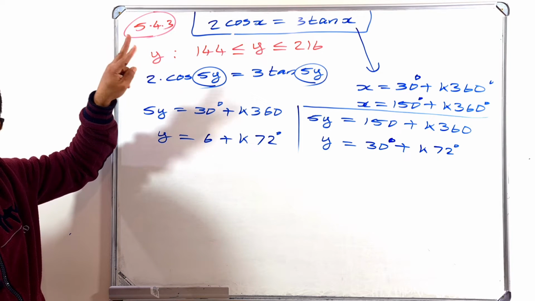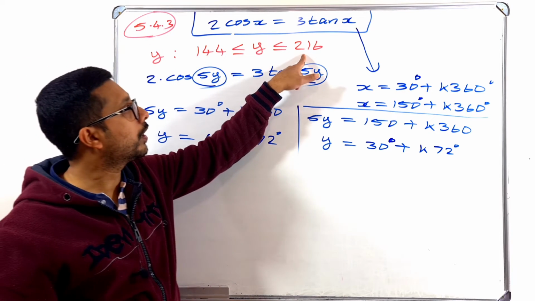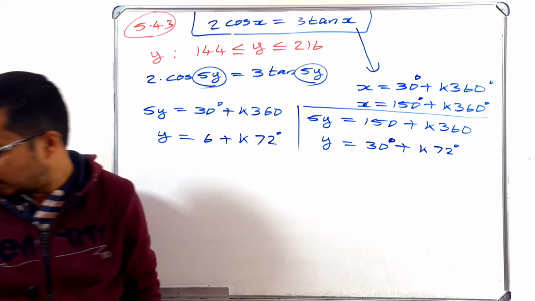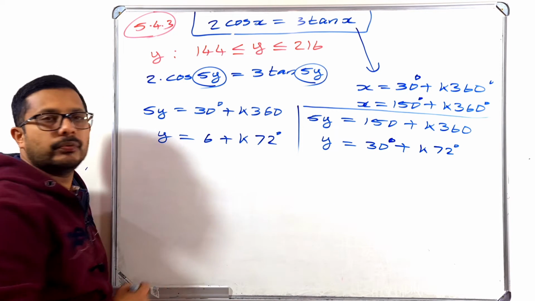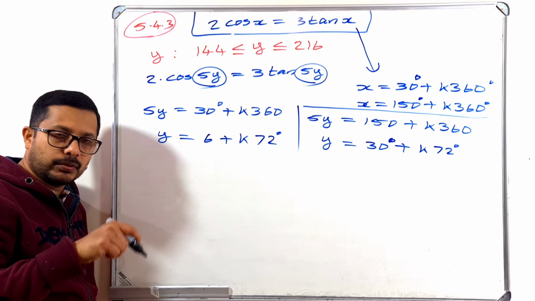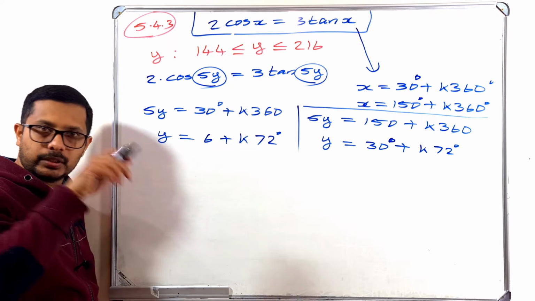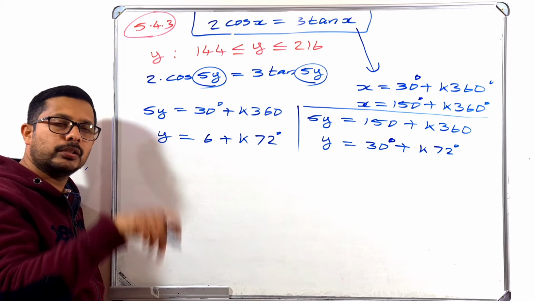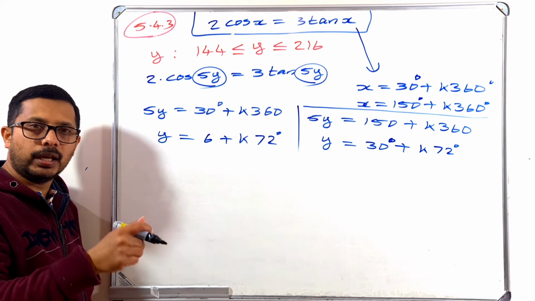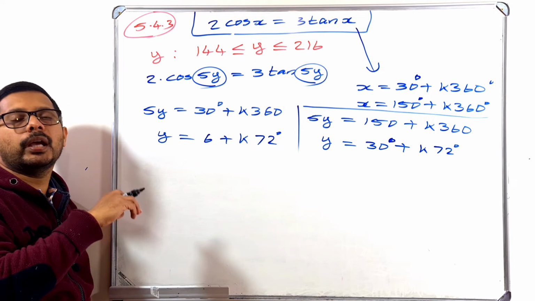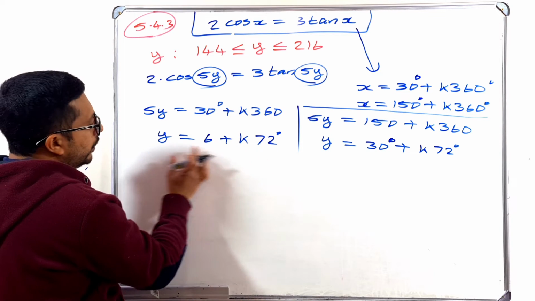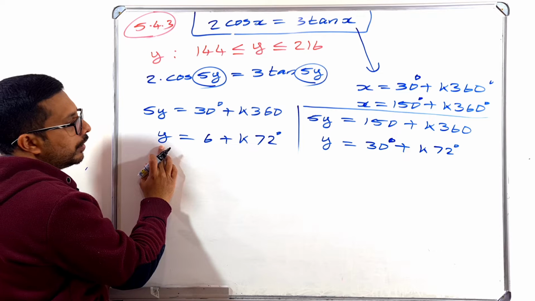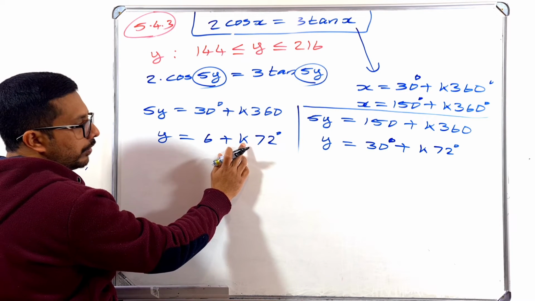You have to find two values for y between 144 and 217. So for that, you have to substitute different values for k. K stands for the rotation: first rotation, second rotation, third rotation. K is equal to 1, 2, 3, like that. Anti-clockwise is positive and clockwise is negative. So we have to find two values for y.